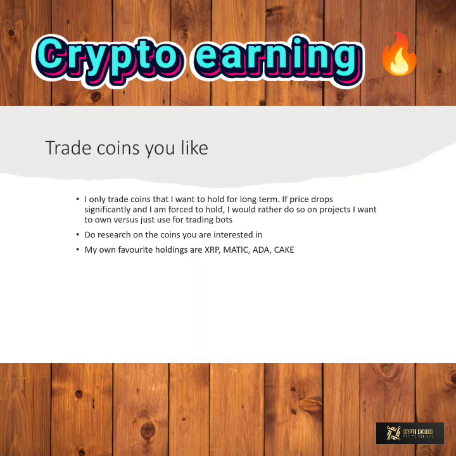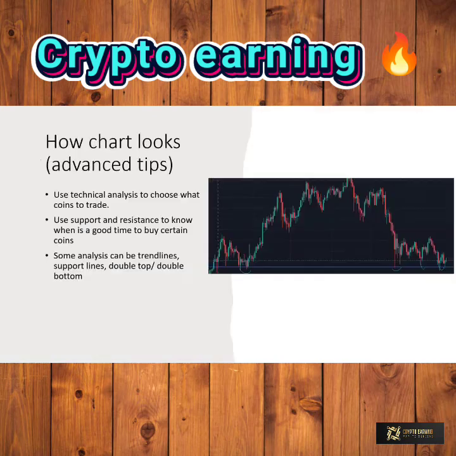Thirdly, I only choose coins that I like and would like to hold for the long term. Therefore, if the price drops significantly and I am forced to hold, I would rather do so on projects that I want to own, versus just using it for the trading bot. I recommend people to do their research on the coins that they want to hold. Some of my favorite coins are XRP, ADA, Matic and Cake.